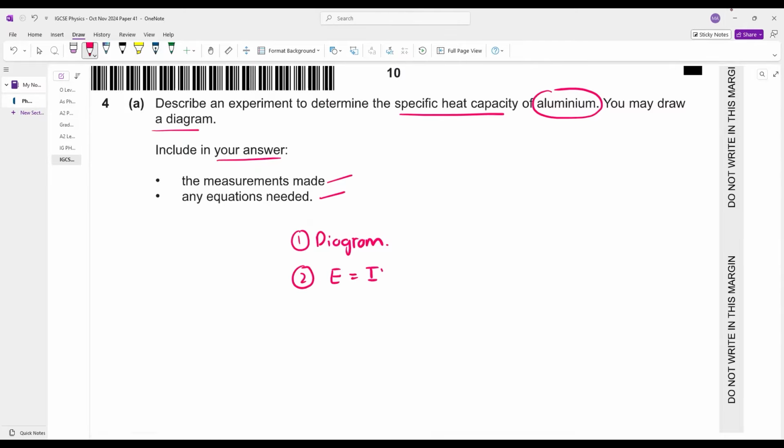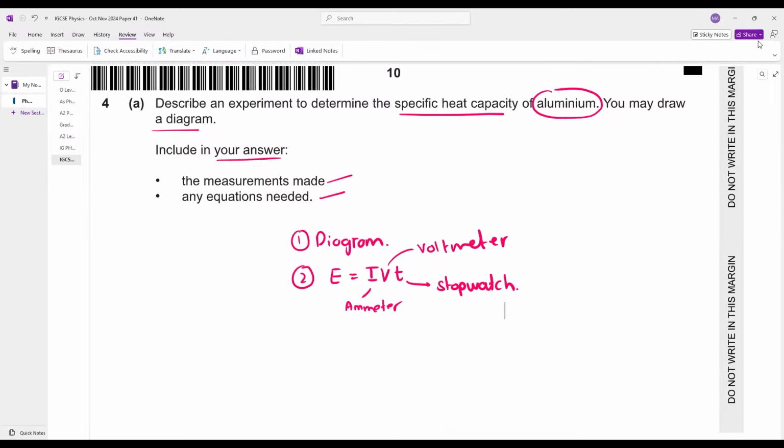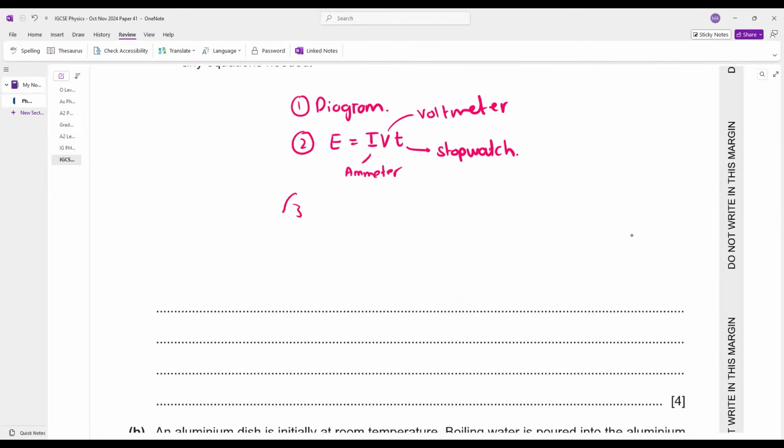Energy is equals to current into voltage into time. Current कहाँ से आएगा? Using the ammeter. Voltage कहाँ से आएगा बेटा? Using the voltmeter. Time कहाँ से आएगा? Using the stopwatch. Once you have all of this, which formula will you apply?